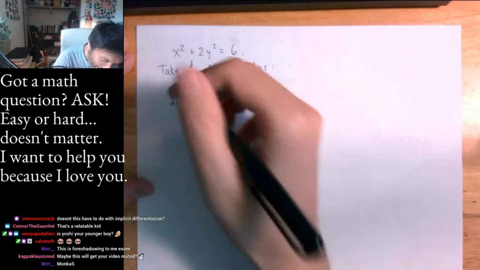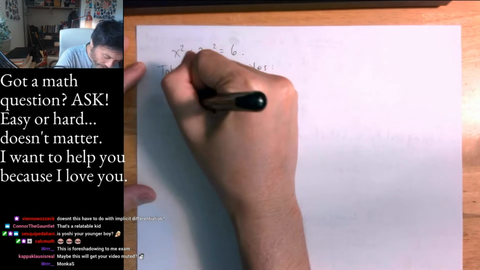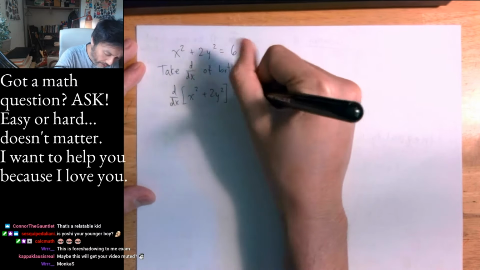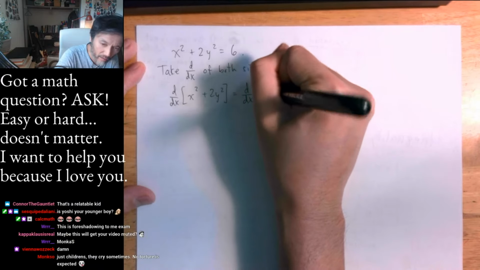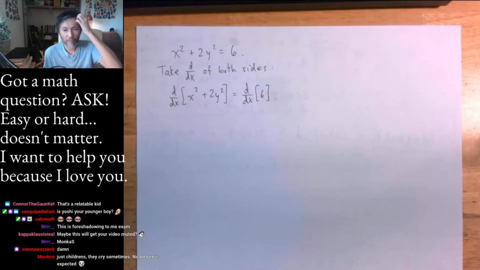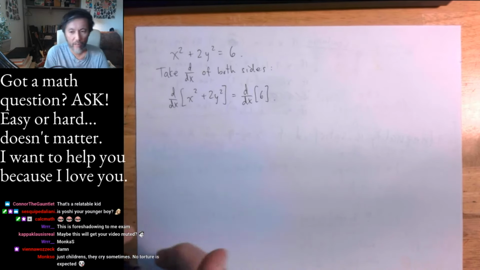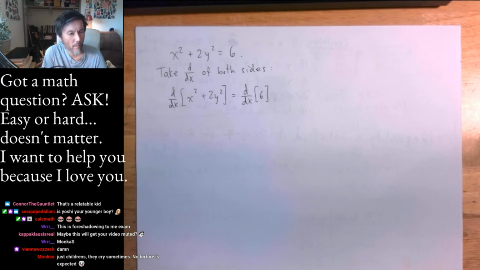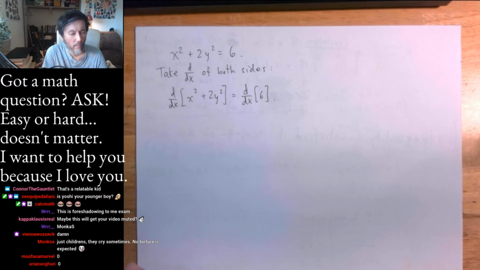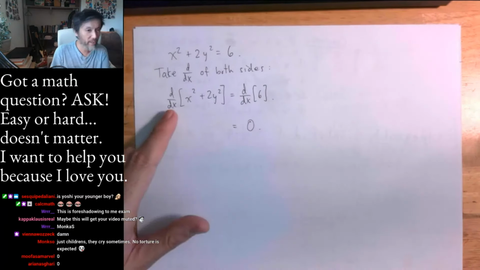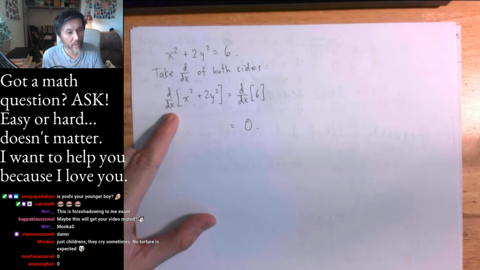All right, so anyway, d dx of x squared plus 2y squared is equal to d dx of 6. All right, first question, the easy question. What's d dx of 6? Harder, but still pretty easy. What's d dx of x squared?